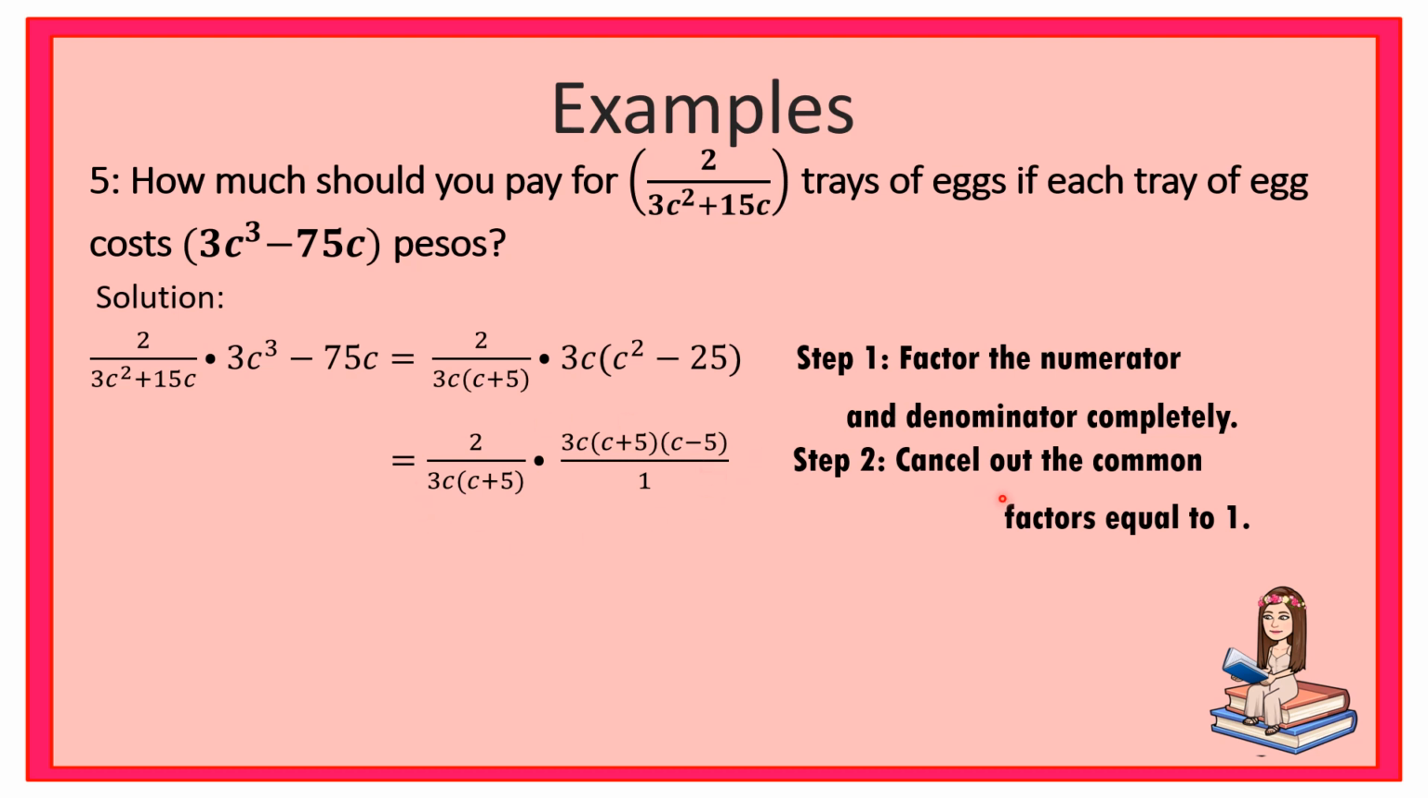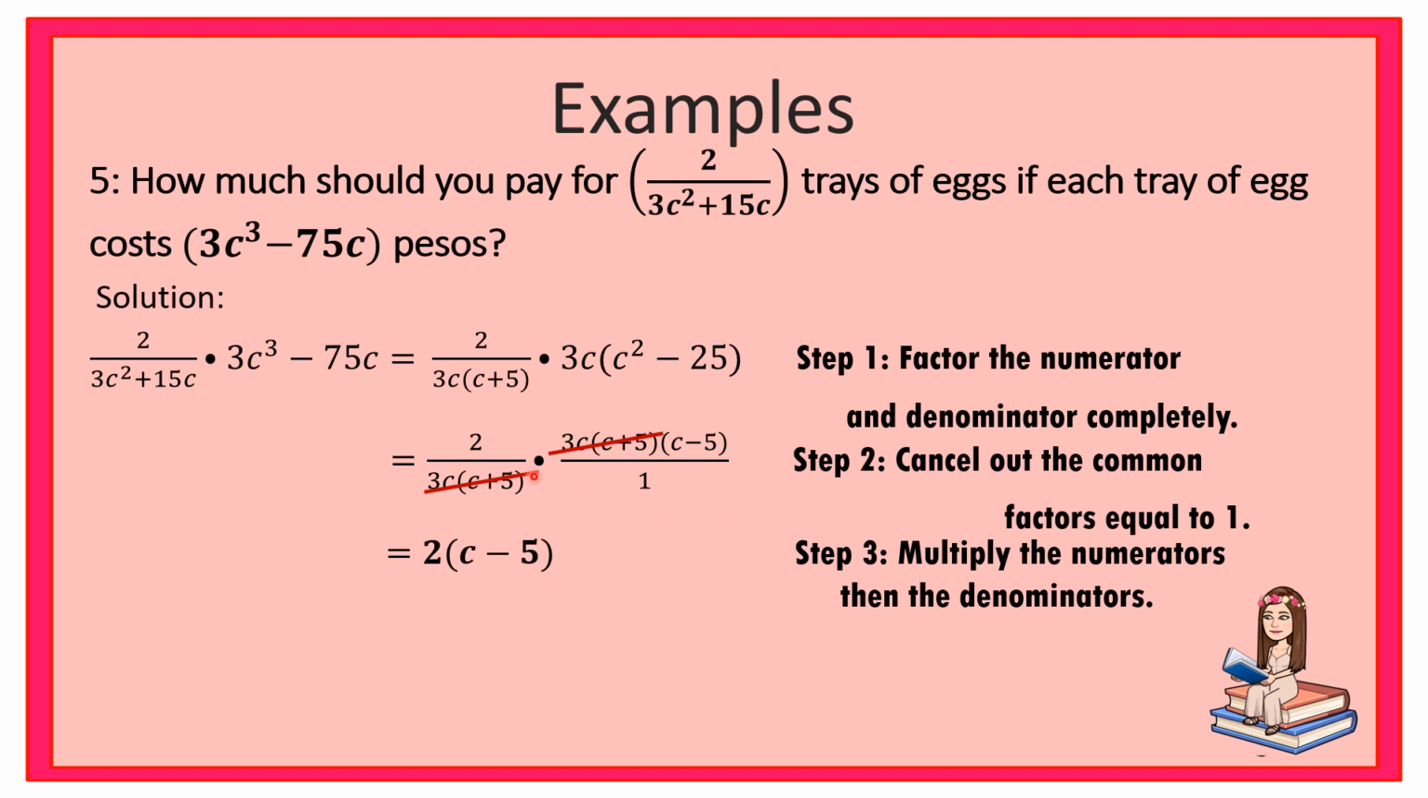We will now cancel out the common factors. So, ano mga makakancel natin dyan? Itong 3c at yung c plus 5. Let me show you. Yung 3c at yung c plus 5. And doing so, anong matitira? We have 2 times c minus 5. Ma'am, bakit wala na po yung 1? Take note, diba? When we have a denominator of 1, it's okay not to write it anymore. Okay? So, our final answer could be 2 times c minus 5.